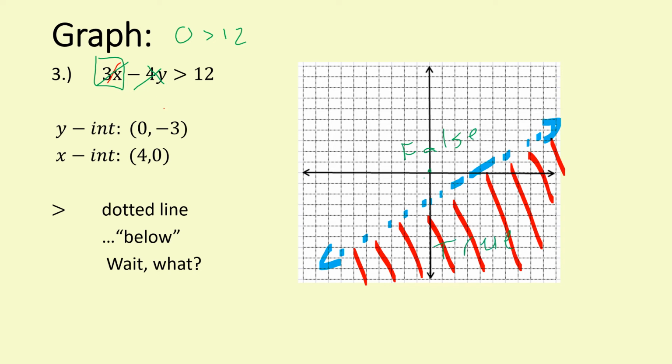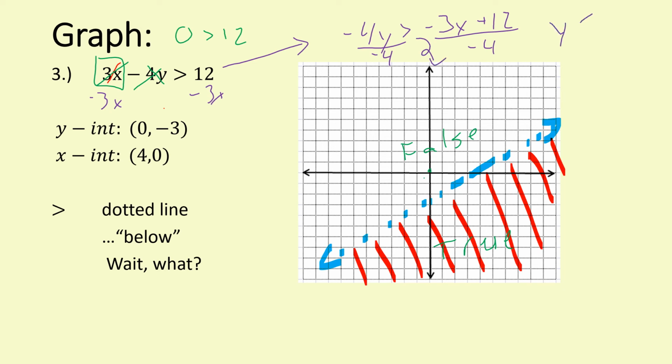The reason why this little shortcut trick of looking at the sign doesn't work for this problem is because if we were to rearrange this equation into slope-intercept form, so we move that 3x over, now we have negative 4y is greater than negative 3x plus 12. It's this step which causes the problem. Anytime we have an inequality and we divide by the negative, we have to flip that sign the other way, and it ends up as y is less than 3/4 x minus 3.